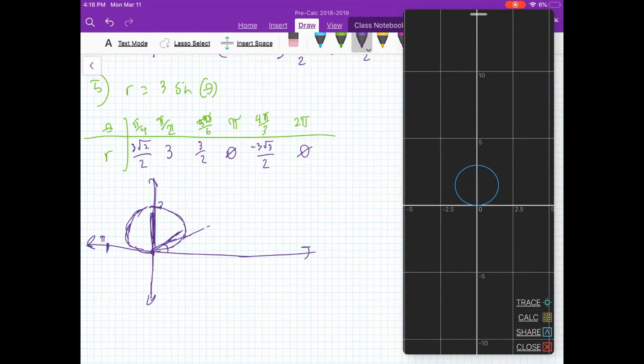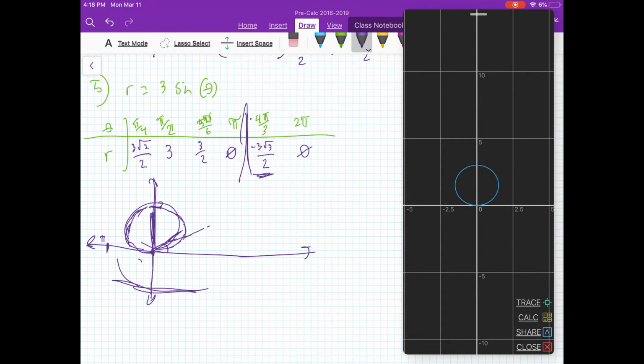You can see this is the value after pi. This is 4 pi divided by 3. You can see that this value is negative, and all these values are negative. So all the values down here would be negative, and that's the reason why, because it needs to be negative in order to create this circle, and we can see that's exactly what it did.